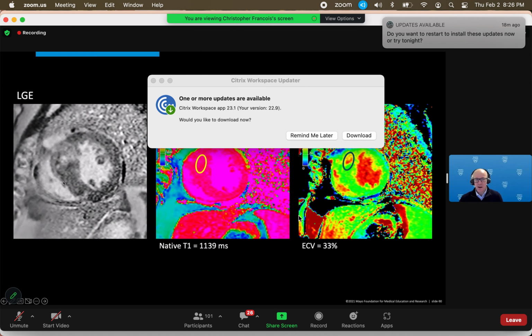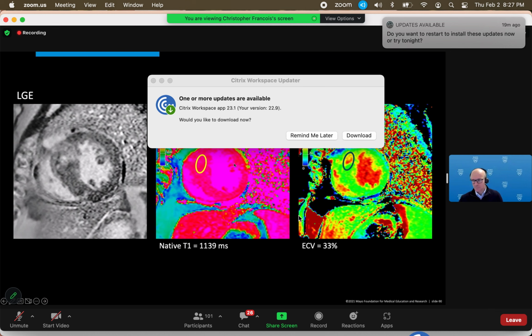In these patients, we always get late gadolinium enhancement images. About 60 to 65% of the patients will have some late gadolinium enhancement. Again, it's non-ischemic in distribution. It's mid-myocardial, most often in the areas that are most hypertrophied, like you see here in this case.